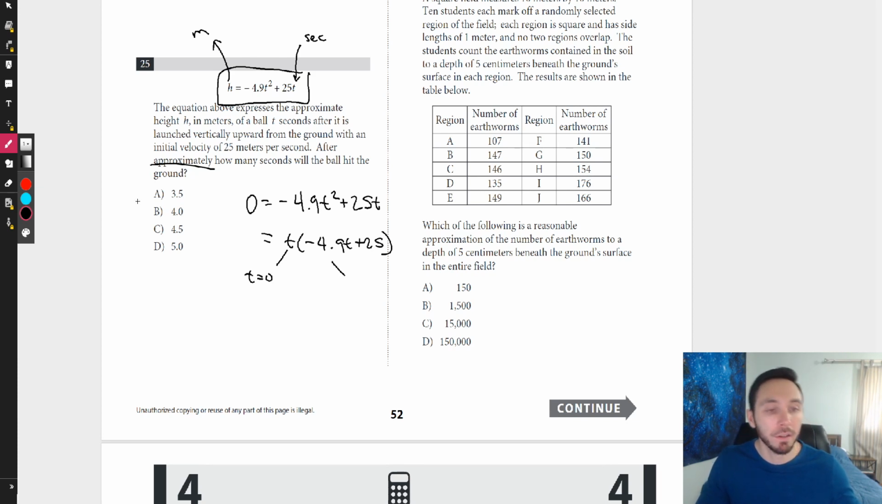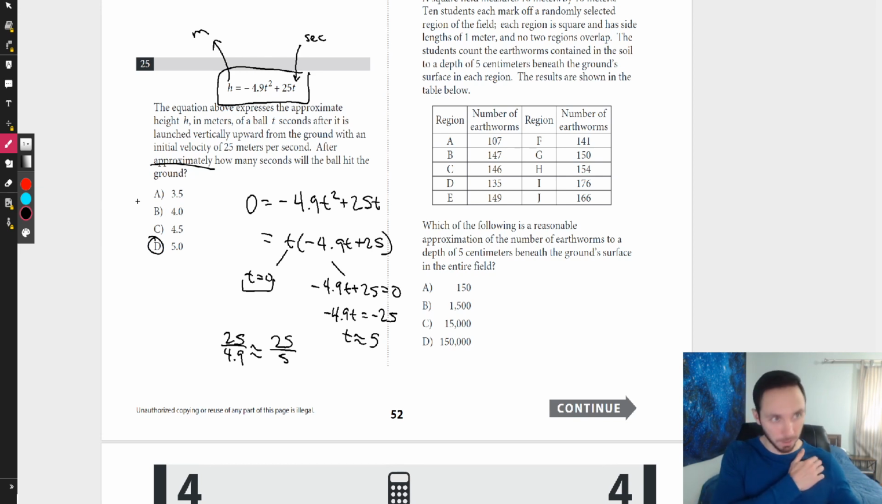So it looks like we have one moment of 0, which is not our solution because that's just when the ball was thrown upward. And then the other solution, using the zero product property, setting both my factors equal to 0. I would solve out this one, and I would move the 25 over. So I'd get negative 4.9 t is equal to negative 25. Divide both sides by negative 4.9. 25 over 4.9 is roughly 25 over 5. So the answer is roughly 5 seconds. So choice D if you do this algebraically.